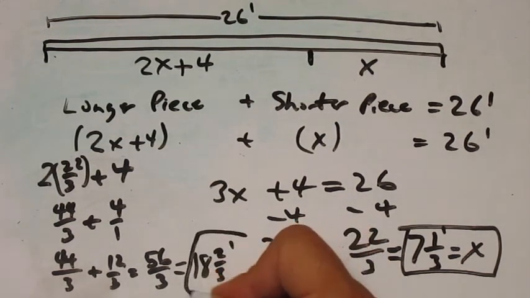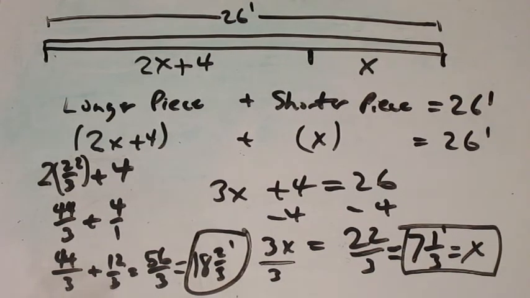Your shorter piece is going to be 7 1/3 feet. And there you have it. The two of those pieces add up to 26 feet.